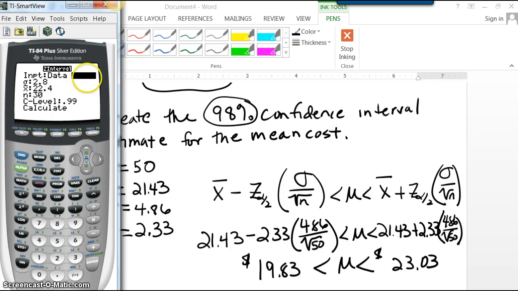You want your cursor to be on the word stat. So if yours happens to be over here like this, if it's on data, click your right arrow key over to stat and then enter to get it to stay there. You want it dark right here. Then you're going to put your population standard deviation right here. So we're going to type in $4.86.